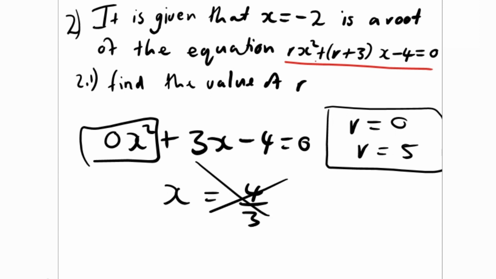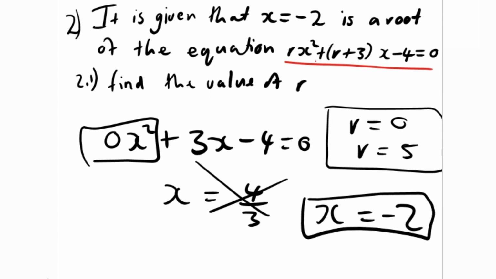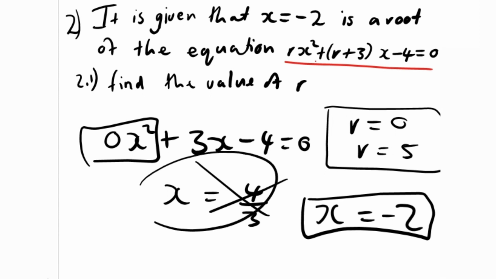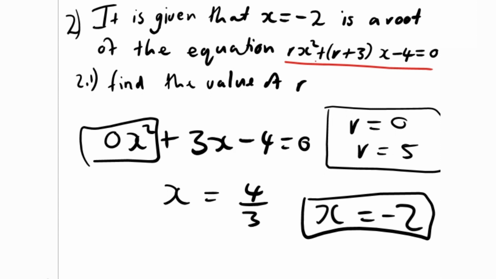Remember, one of the solutions that we must get is x equals minus 2. This is a guaranteed solution that you must get when you solve the equation that is given there, okay? But since we don't get this solution when we solve for x here, we have a problem. That is why we say this one is not acceptable, okay?